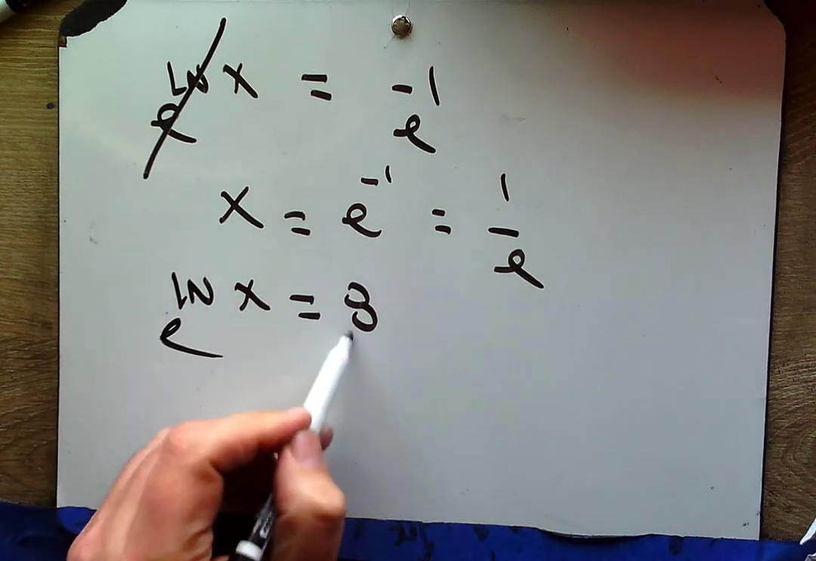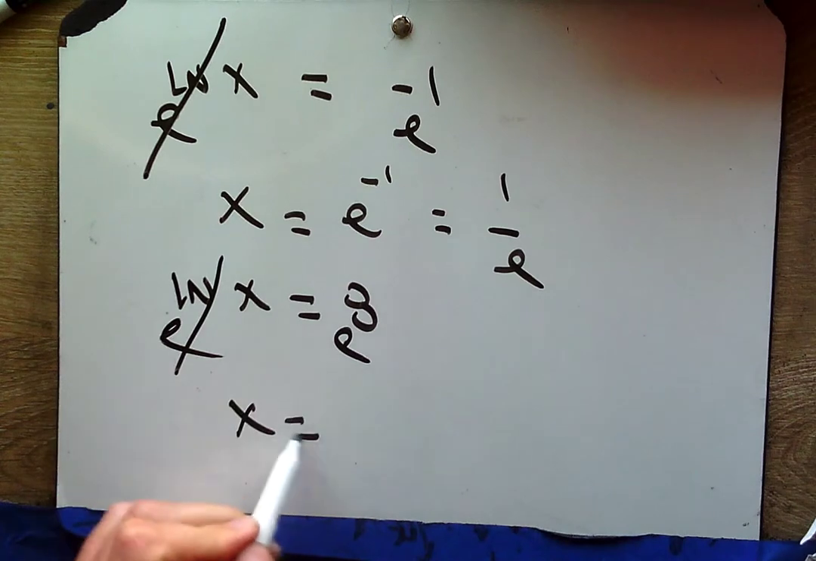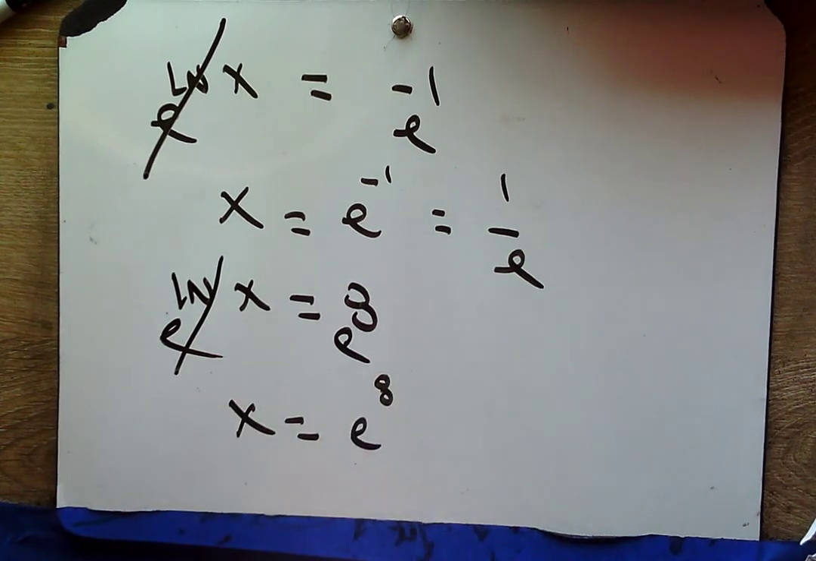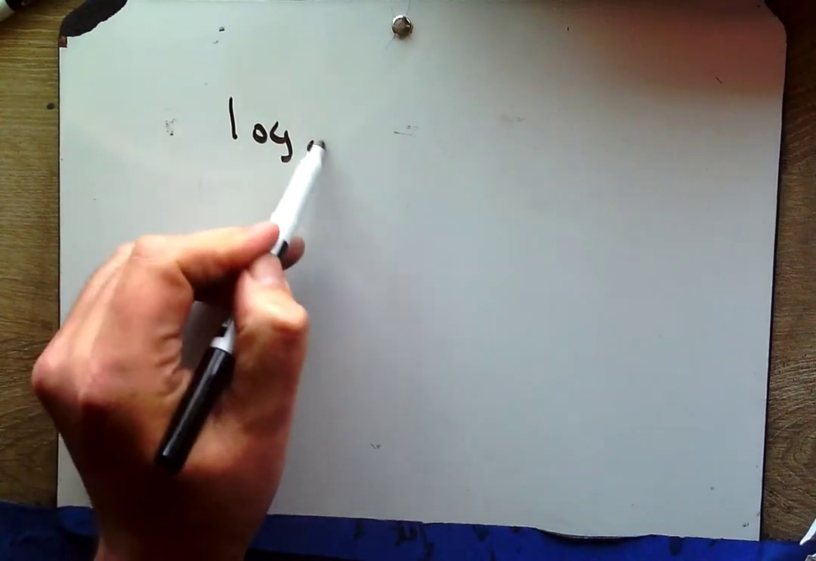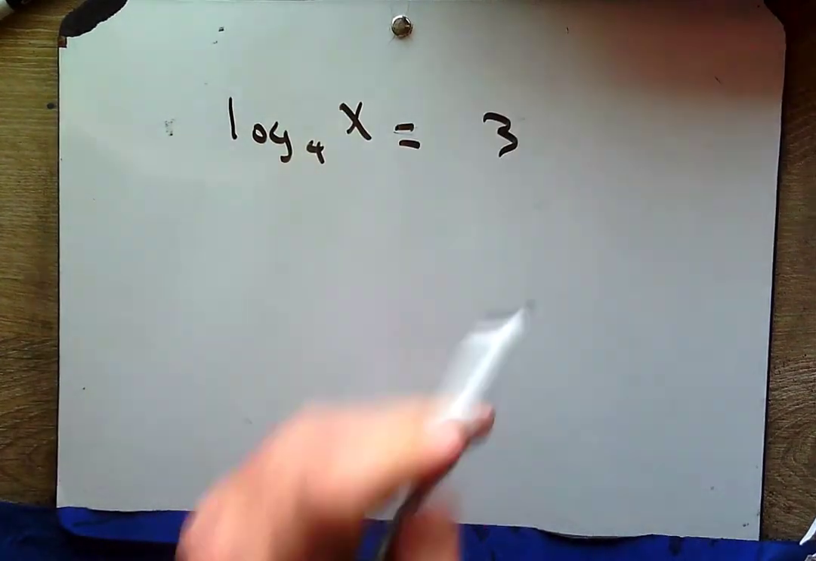Did you exponentiate on both sides? I hope so, because then you could be done in one step. x equals e to the 8th power. Nice. What if instead of an ln, we have log base 4 of x equals 3?